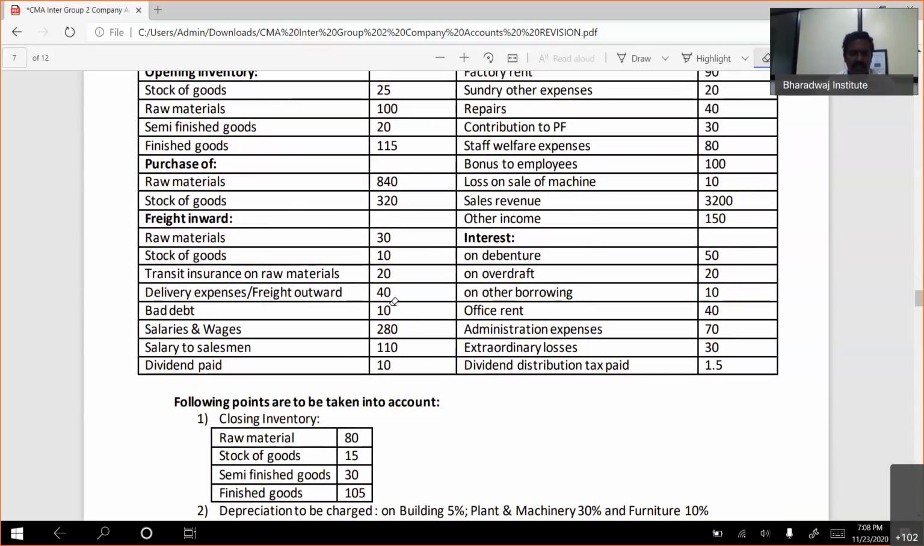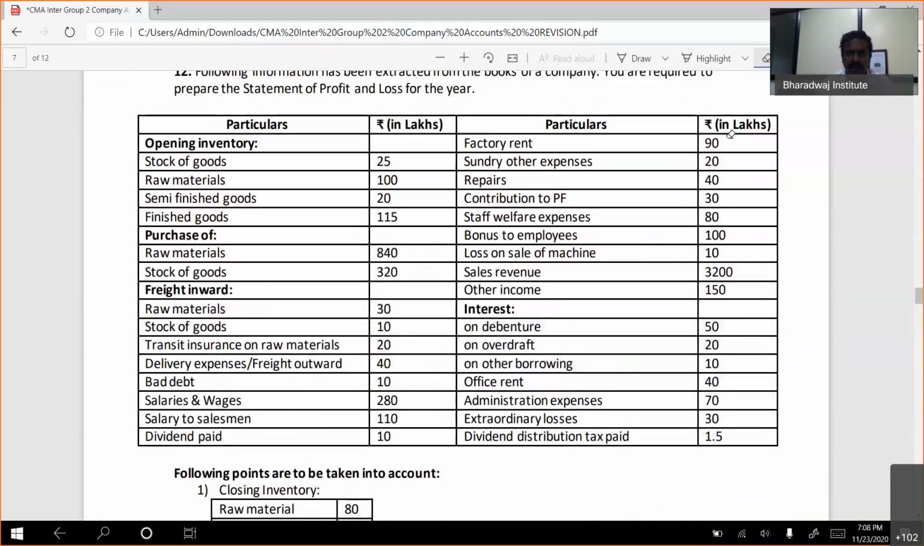Then bad debt will come in other expenses. Delivery expenses will come in other expenses. Salary will come in employees cost. Salary to salesman will come in salary. Employee benefits. Dividend will come in appropriation. Factory rent is given, it will come in other expenses. Sundry other expenses also. Repairs, all those things will come in other expenses. Contribution to PF will come in other expenses. Staff welfare expenses will come in employees cost. Sorry, contribution to PF and staff welfare expenses will come in employees cost. Bonus will come in employees cost. Loss on sale of machine will come in other expenses. We are given rent as another expense.